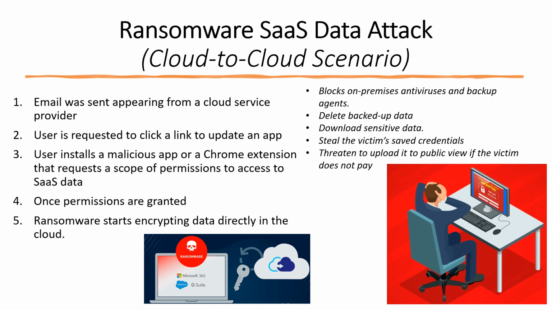A cloud-to-cloud scenario for a ransomware attack would be: an email is sent appearing to be from a cloud service provider. The user is requested to click on a link to update an app. The user installs a malicious app or Chrome extension that requires a scope of permission to access the software as a service data. Once the permissions are granted, ransomware starts to encrypt data directly in the cloud.